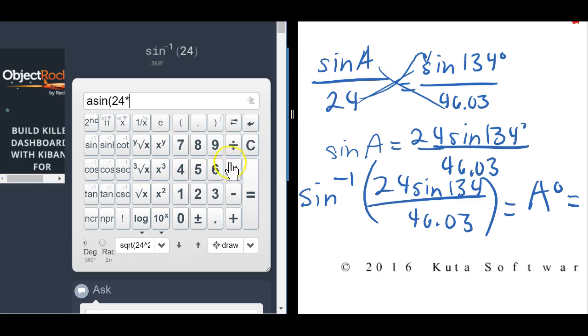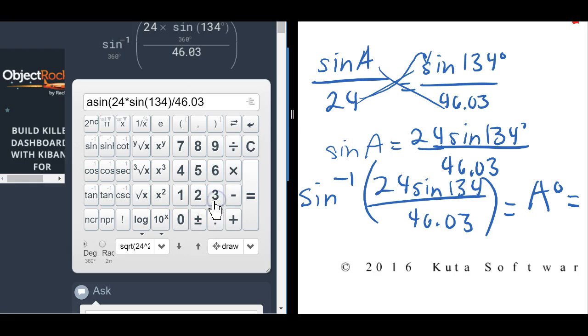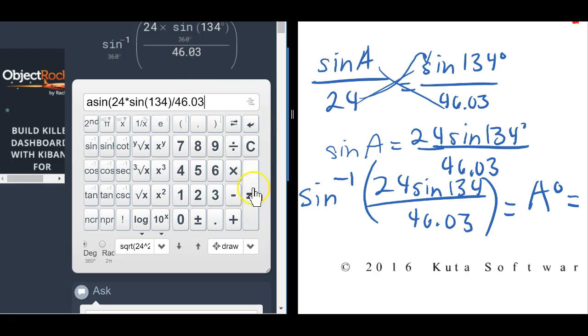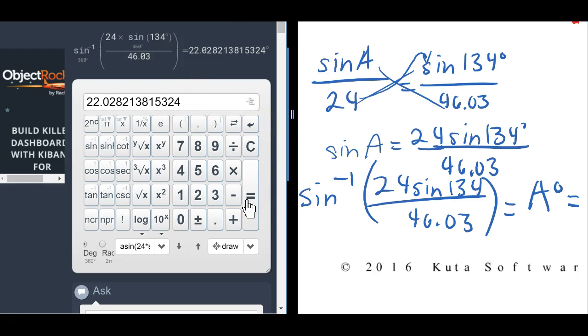And in order to get back to the regular functions, I had to push second again. Okay, so then 24 times sine of 134, and all that divided by 46.03. Okay, that looks good. Looks like it matches what I wrote down. So equals 22.02. So my angle is, oh, let's see, that 8 is actually going to make my 2 round up to 3. So 22.03.